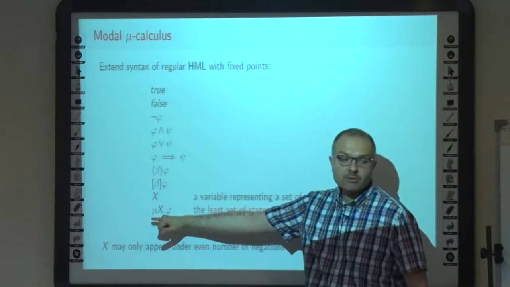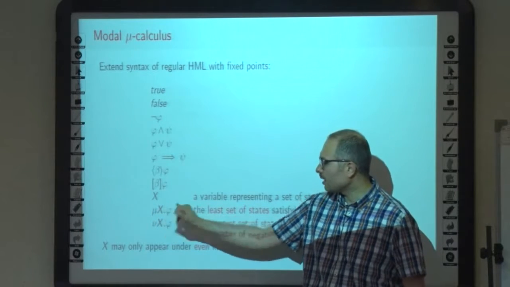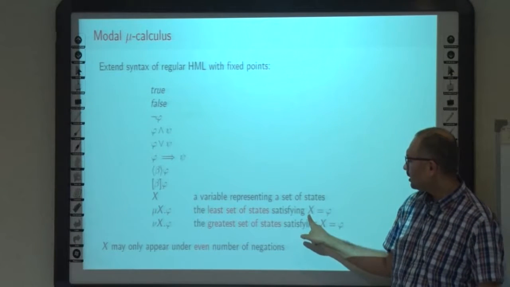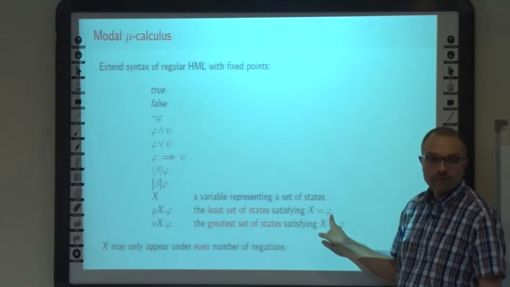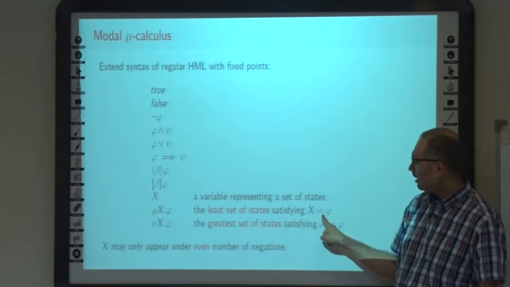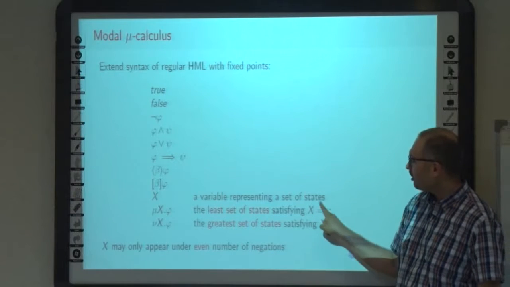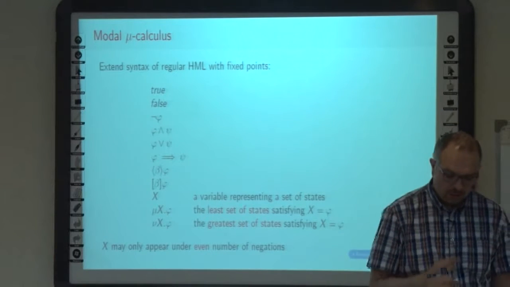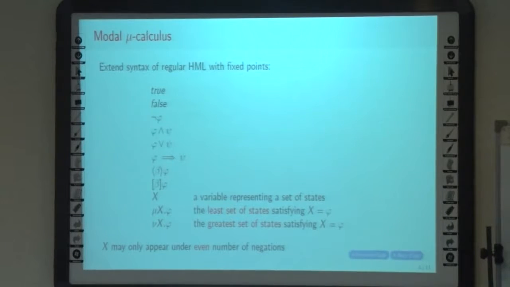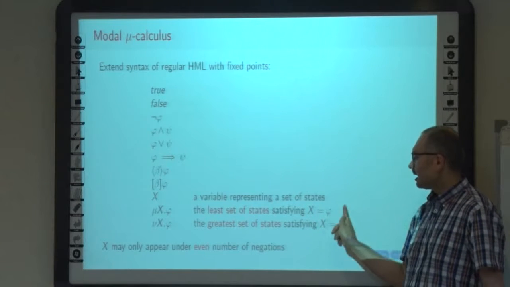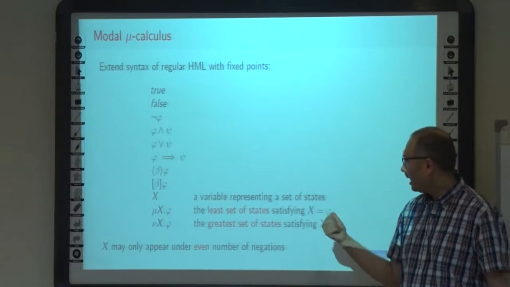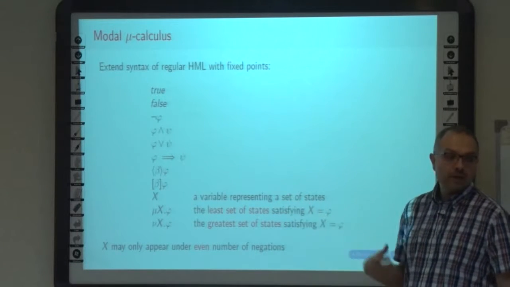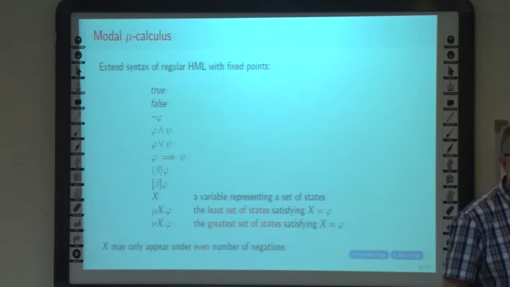This is called minimal fixed point. So mu x dot phi represents the equation x equals phi, where you're seeking the minimal fixed point for that equation, right? So you're seeking the minimal set of states represented by x that satisfy the equation x is equal to phi. And note that in phi, x may appear as a variable as well, right?